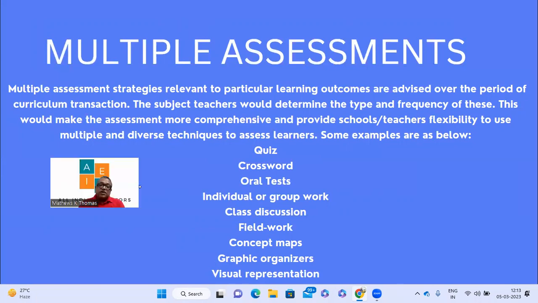There can be graphical representation of data. So many ways of representing the concept that they have learned can be presented in the class. So that is multiple assessment. So there will be no pen paper test, but other forms of assessments can be done here. So the teacher can use his or her creativity in planning out this multiple assessment, which is 5 marks.